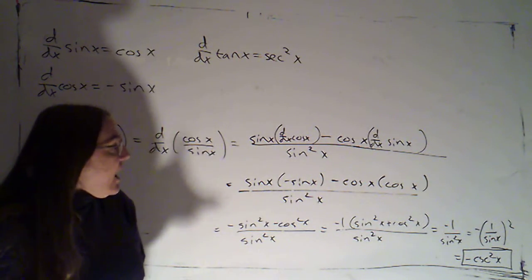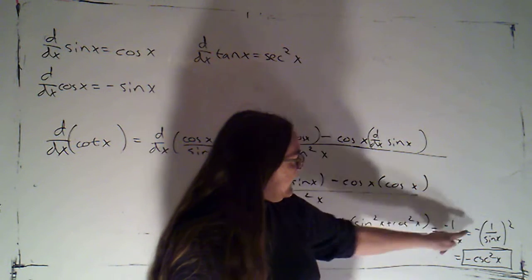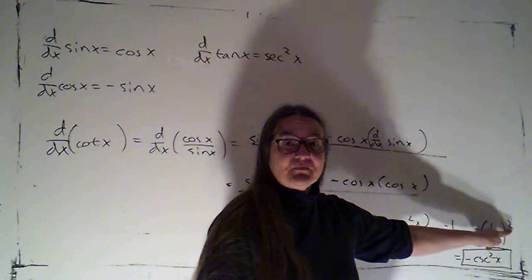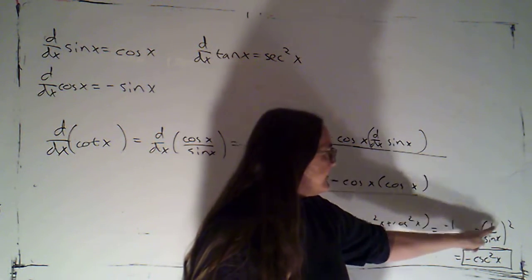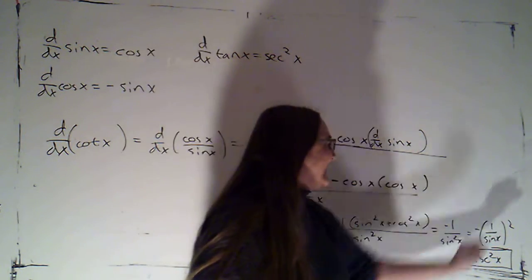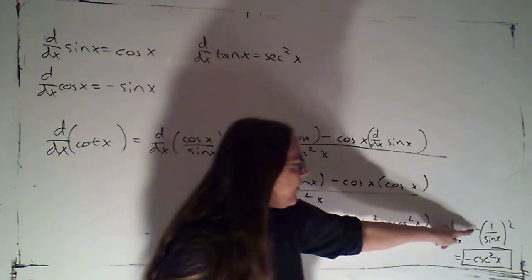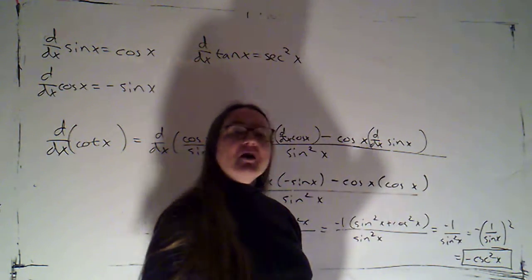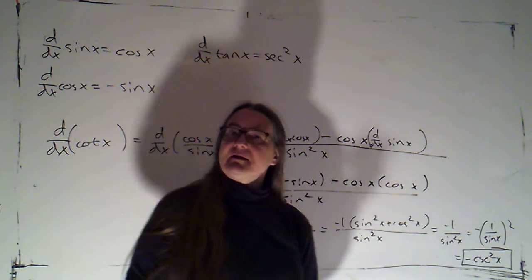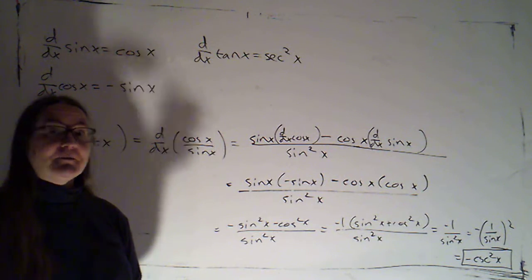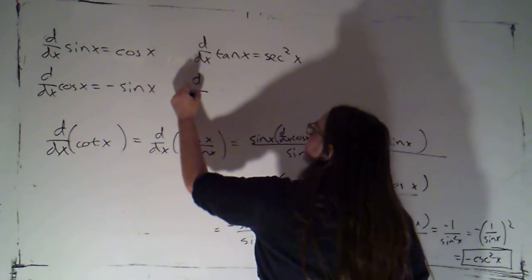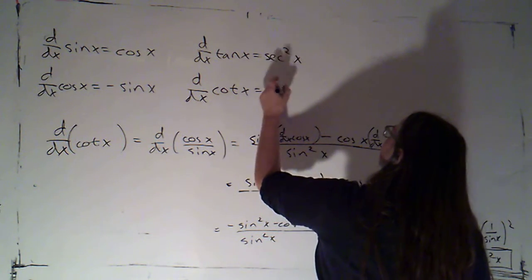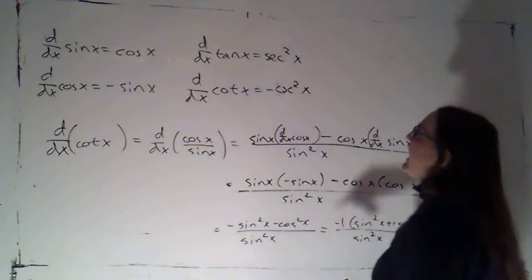Okay, once we have this, that's the opposite of the fraction 1 over sine x quantity squared. We're not squaring that negative, but if we square the 1, we get a 1. If we square the sine x, we get a sine squared, and then that whole thing becomes negative when we multiply by the negative. But 1 over sine x is cosecant, so what we get is the opposite of cosecant squared. So I'm just at the top here recording all of these derivatives. That's negative cosecant squared x.